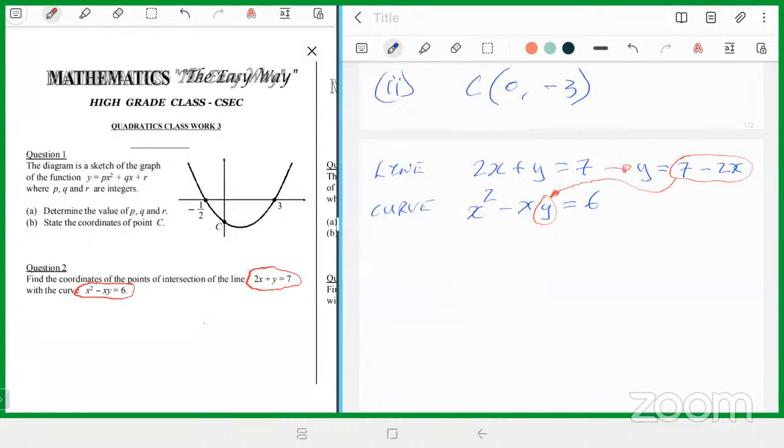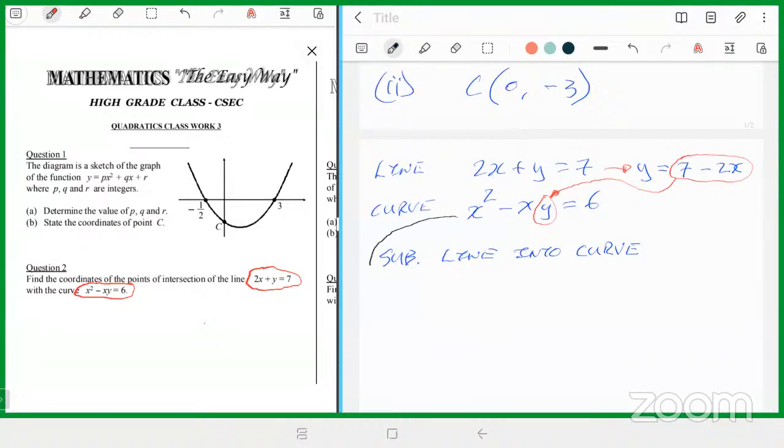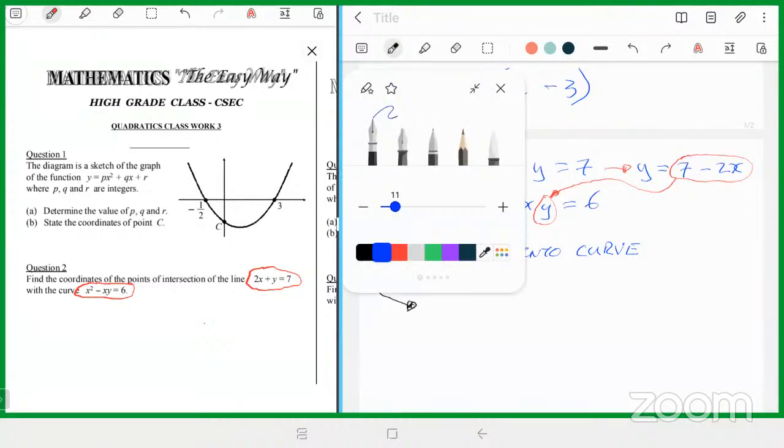What I've shown in red is what we're going to do. We're going to substitute the line equation into the curve equation. And that's how we're going to eliminate the y from the equations. So we substitute the line into the curve, and then you write what this becomes after you make the substitution. It's going to become a quadratic equation.